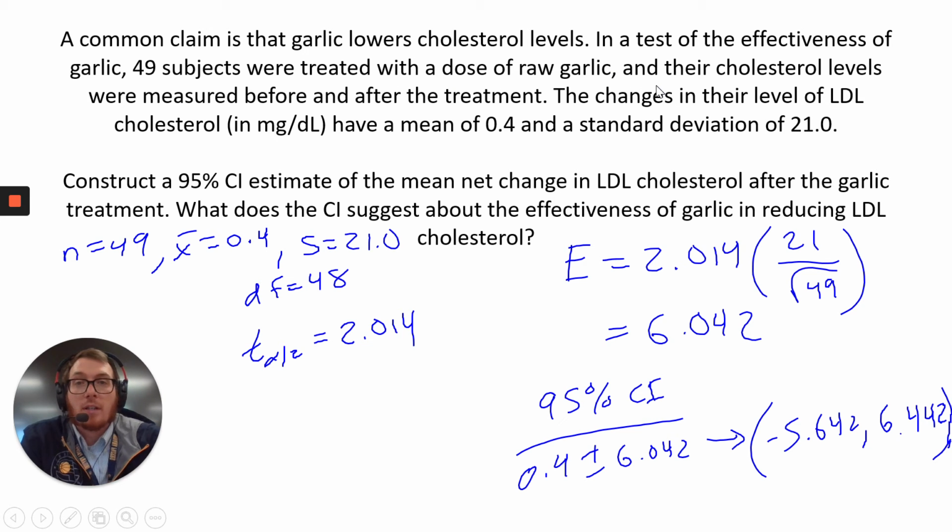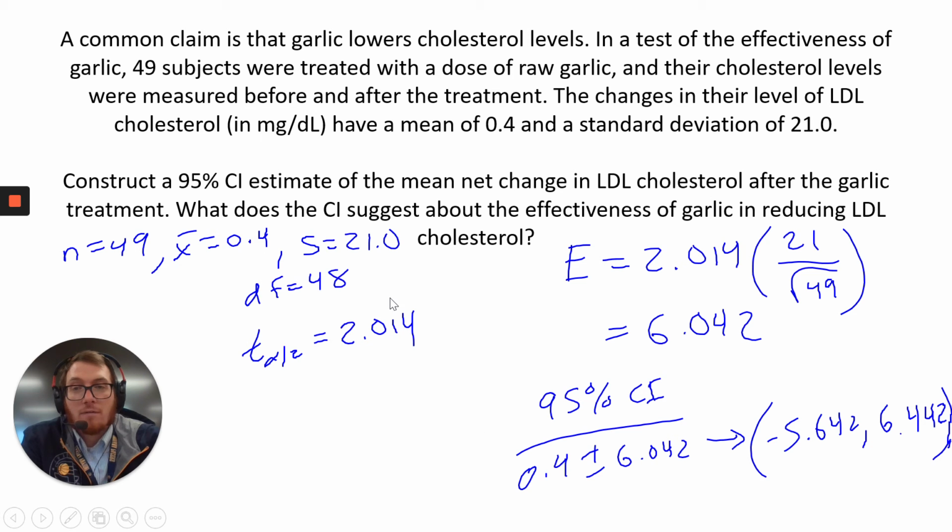Cholesterol levels were measured. The changes in their level have a mean of 0.4, so that's X bar, the sample mean, and a standard deviation of 21. Now, it says the changes in their levels, so that's the sample standard deviation, so that's S. The degrees of freedom is 48 because N is 49, minus 1 would be 48.